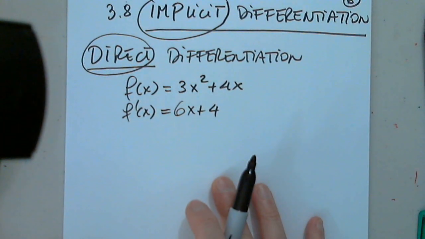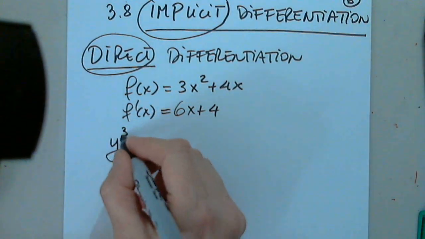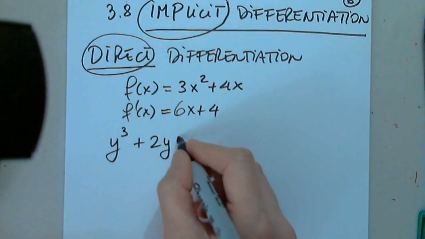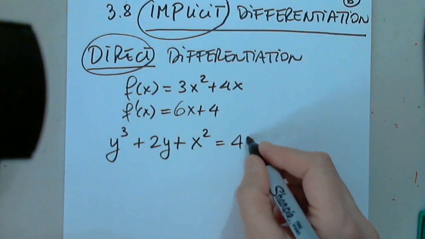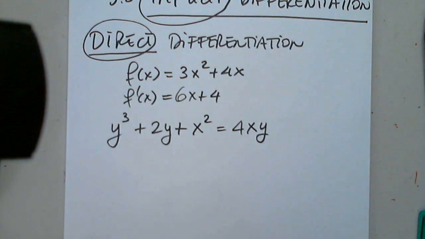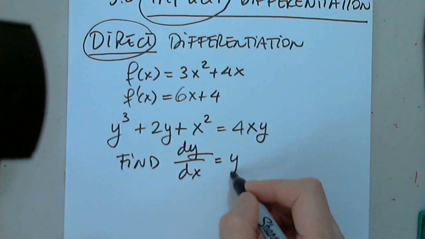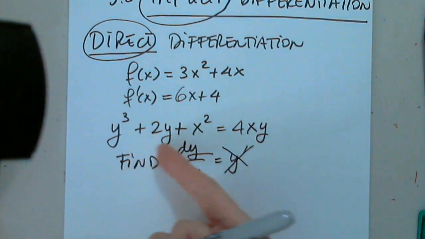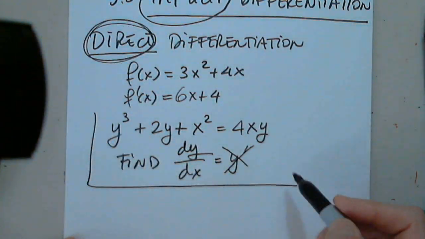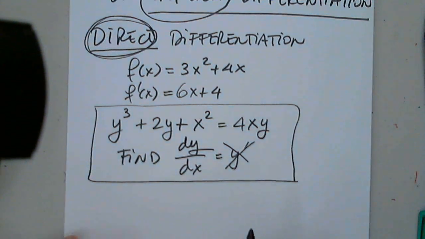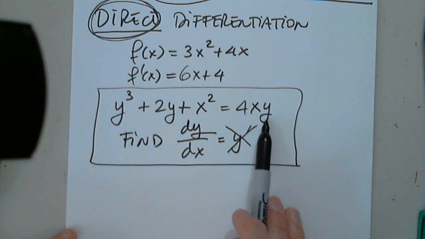But what about this? What is implicit differentiation? If I have, for example, y cubed plus 2y plus x squared equals 4xy, and I'm asked to find dy over dx, in other words, y prime, which we do not like as notation in this case, I can no longer use direct differentiation. Not possible, because I do not have y. I cannot solve this equation for y.